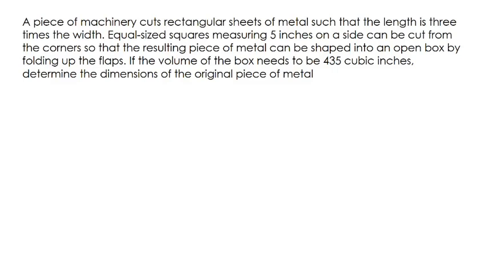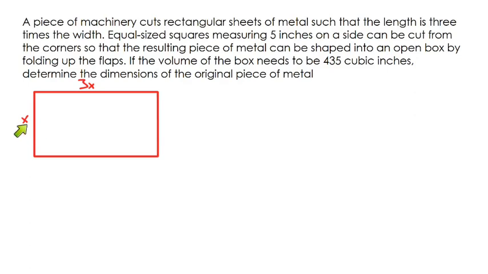So this tells us that we have a rectangular sheet of metal in which the length is 3 times the width. I could start off by labeling it this way. If this width has a length of x, then the length would be 3 times that. And that's this first sentence.